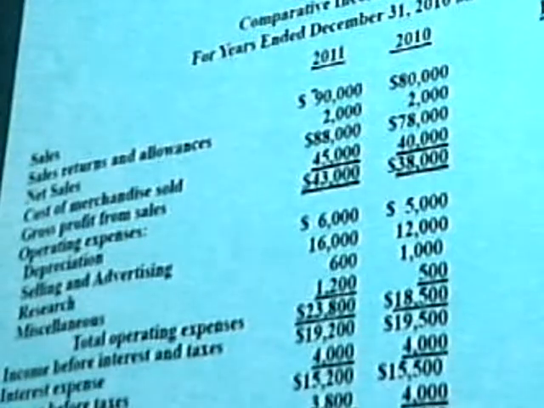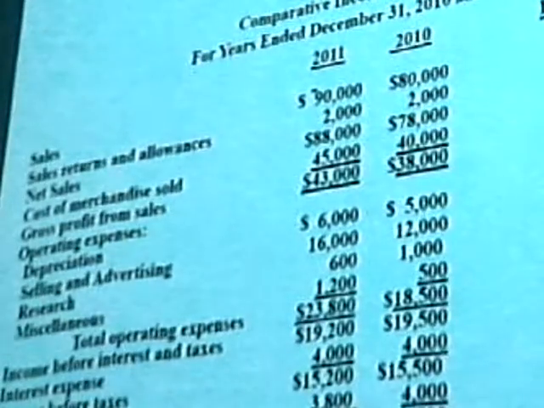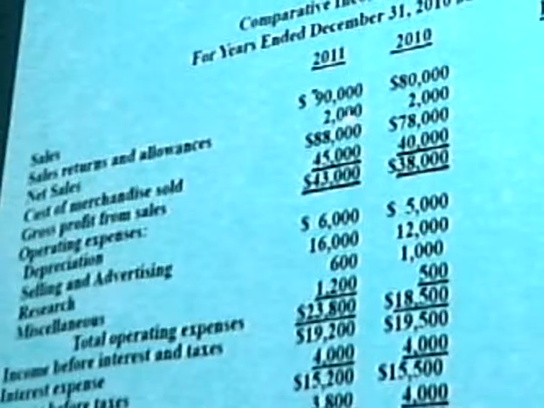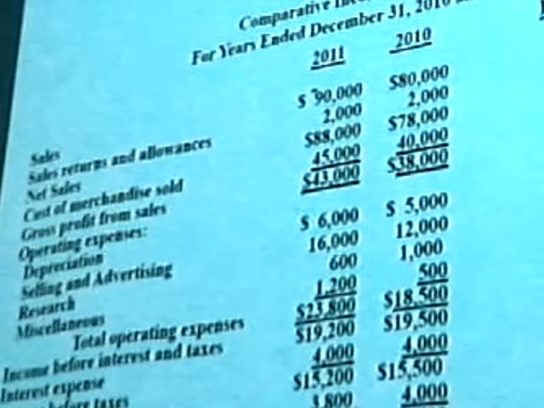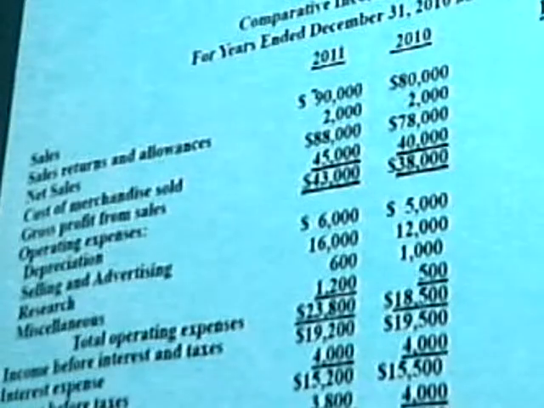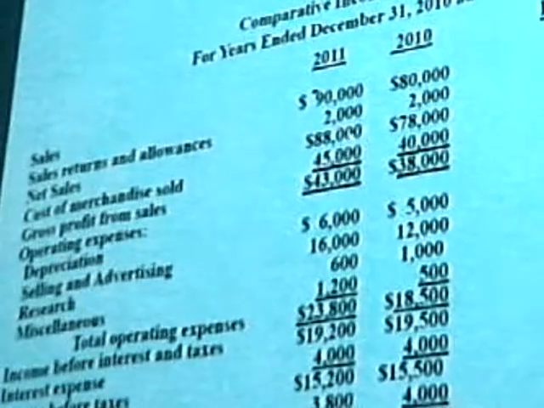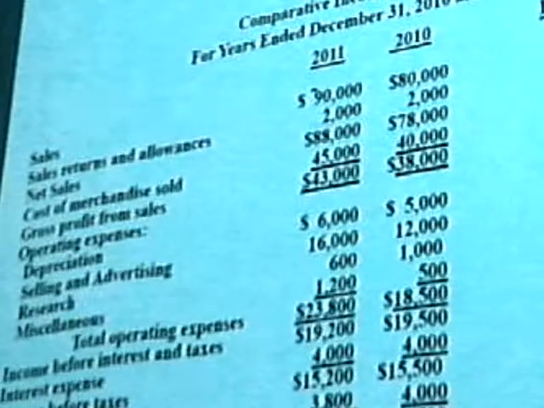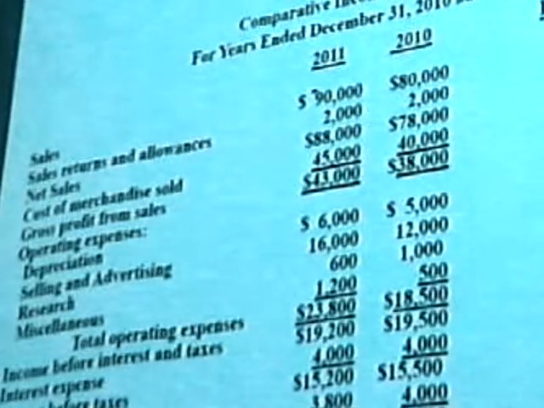Why they didn't give us an answer here, I'm not sure. I wouldn't worry about it. But look at the next one. 2,000 minus 2,000? 0. Your answer is going to be 0 right here. Look at the third one. 88 minus 78? 10,000.